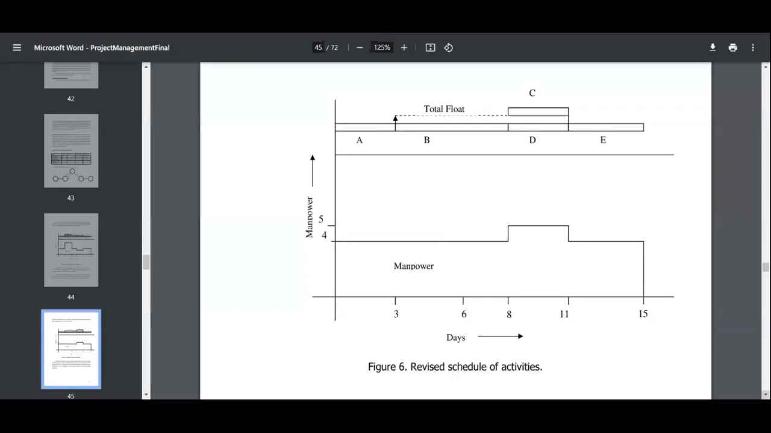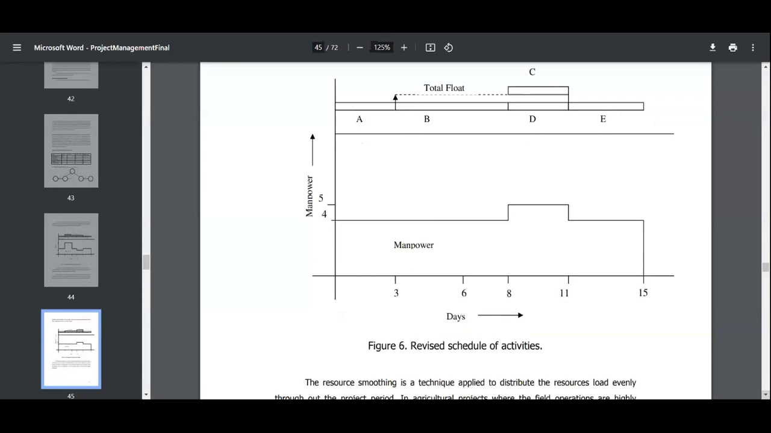Got it? So those who are doing well, no problem. And those who have not started, please start, because you still have some days. And you know, time is very important. If it goes, we can't achieve it again. You cannot go back to it and bring it back. Got it? So do it. So that is the example of the revised schedule activities.